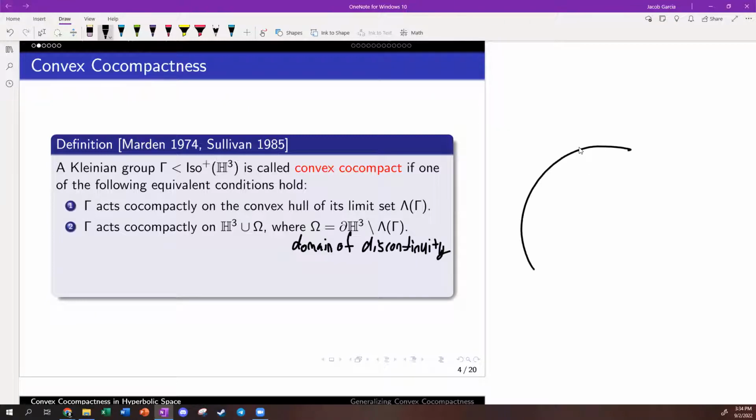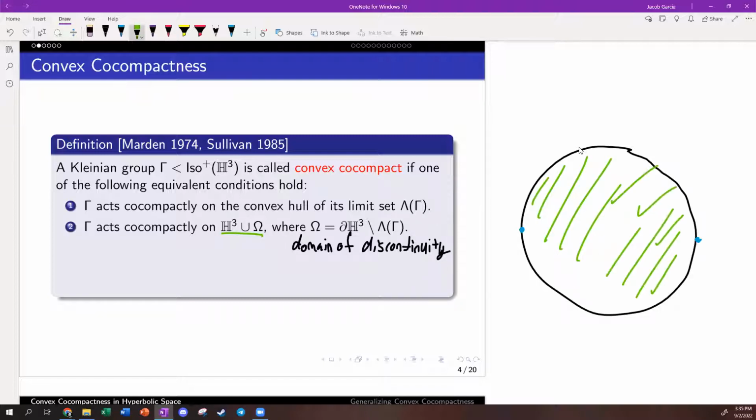So if I draw my same picture again, thinking of the integers, I had these 2 points, which were my limit set. And now this set that I'm interested in is just everything except for those 2 blue points. So I have both my circle boundary and the entire interior except for these two blue points.